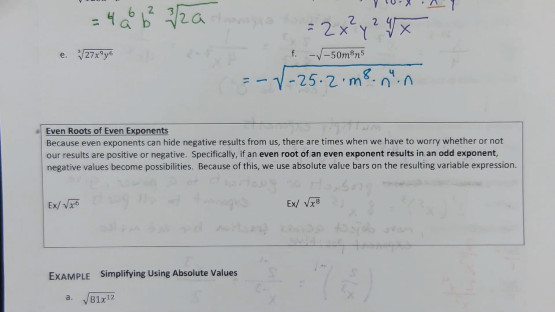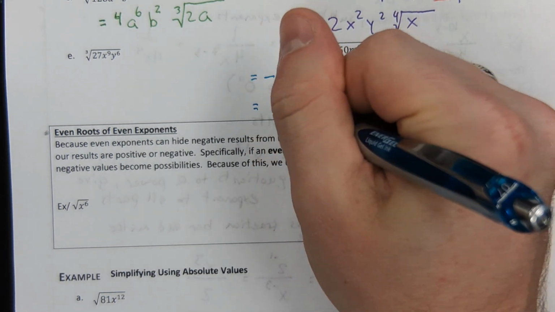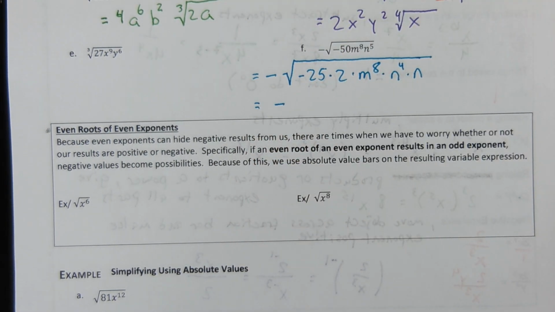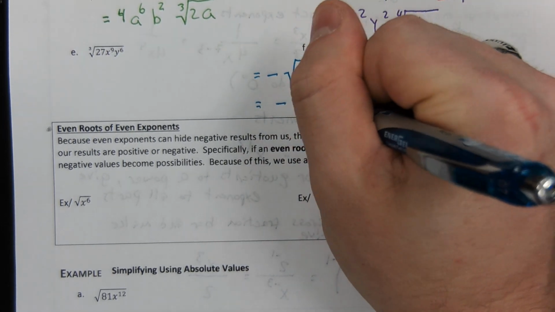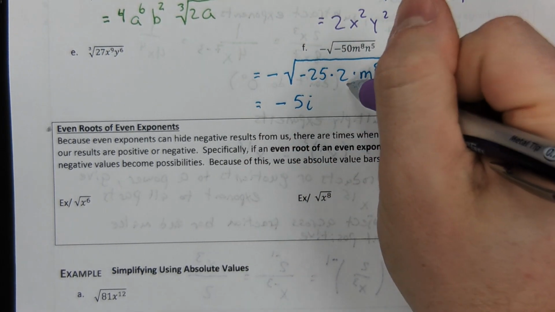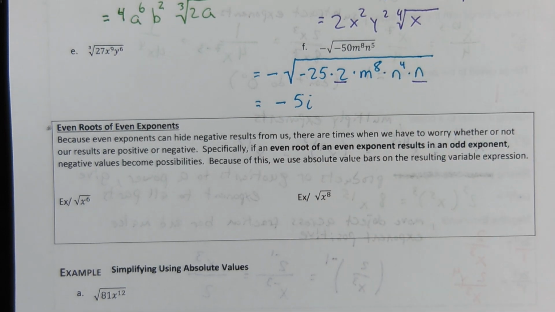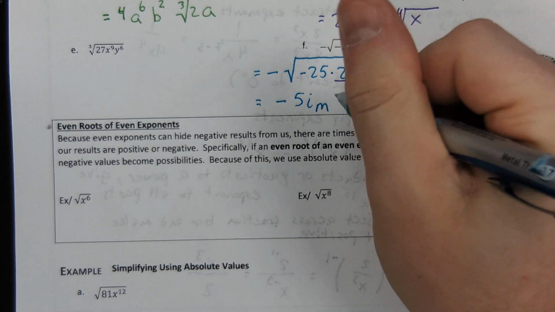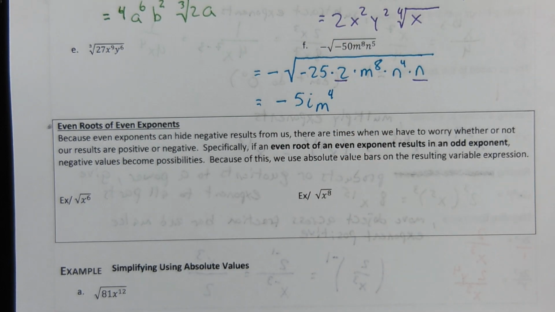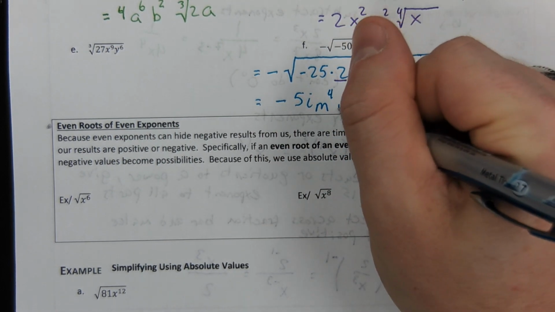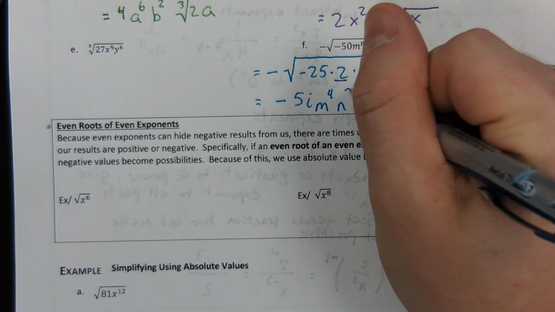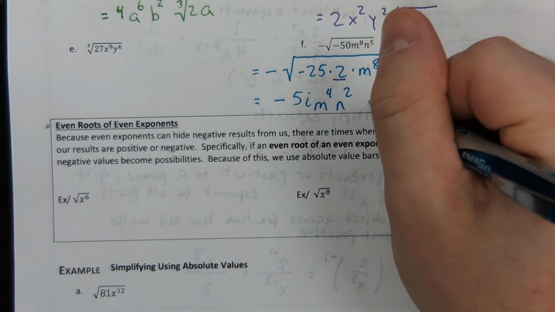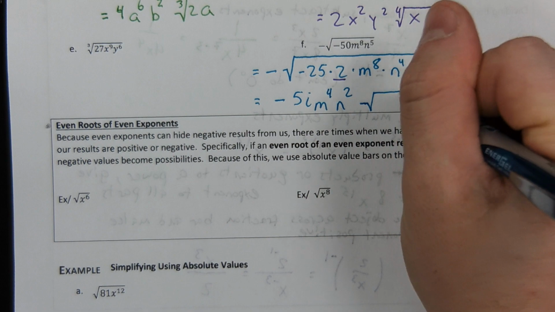Now we just take square roots of stuff out. There's already a negative sign on the front. What is the square root of negative 25? 5i. Oh, you know what? That 2 is stuck and this n is stuck. When the m's come out, what is their exponent? 4, because 8 divided by the index of 2 gives me 4. When the n's come out, what is their power? 2, because 4 divided by the index of 2 is 2, times the square root of 2n.